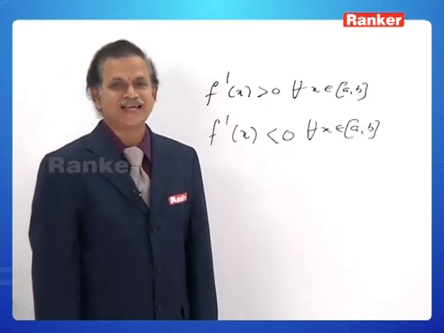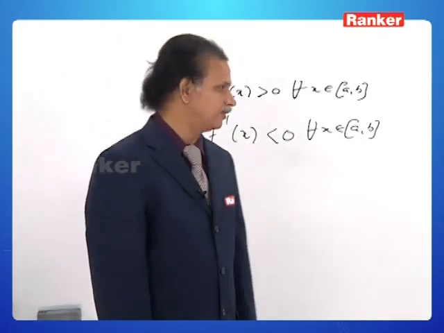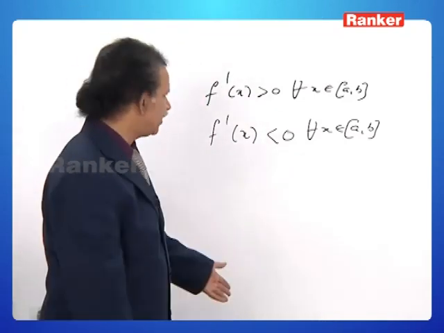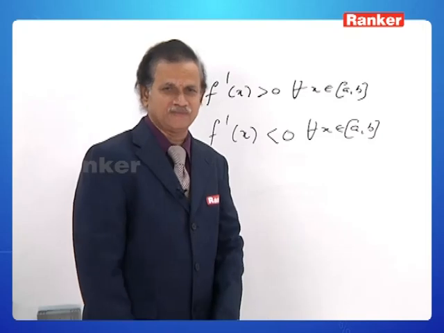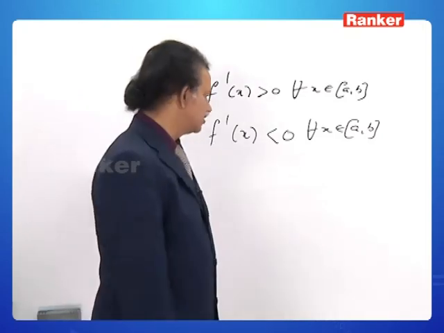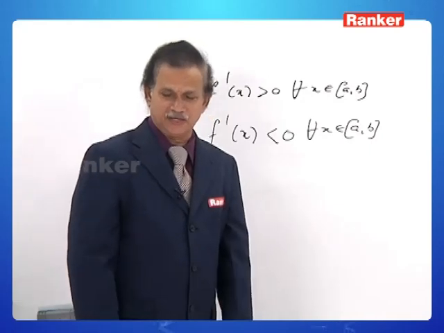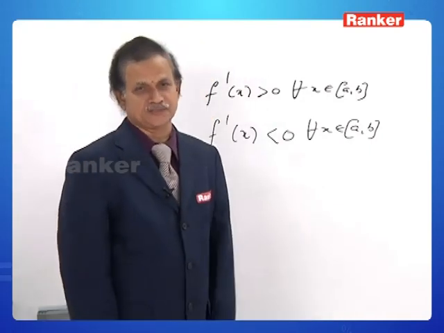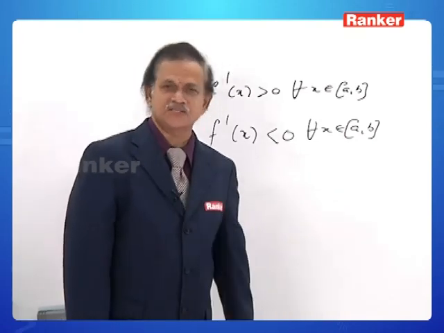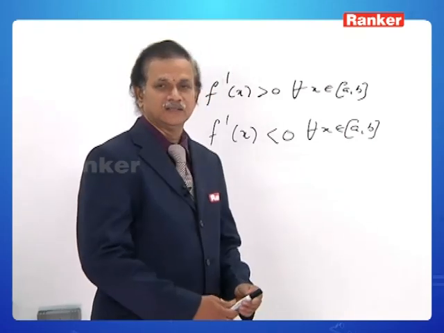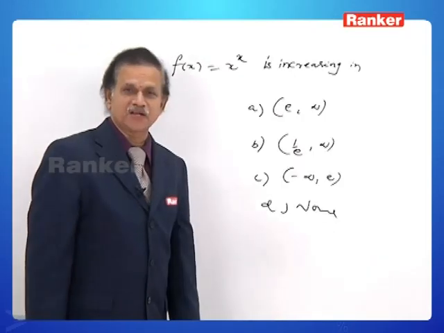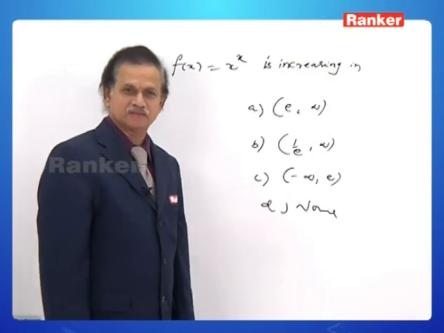So for increasing character f dash x must be greater than 0 and for decreasing character f dash x must be less than 0. Accordingly, f dash x less than or equal to 0, f dash x greater than or equal to 0 will give us the conclusions non-increasing and non-decreasing. Well, let us observe a very simple example for this nature of functions. Please notice this problem. The given function is f of x equal to x raised to x.